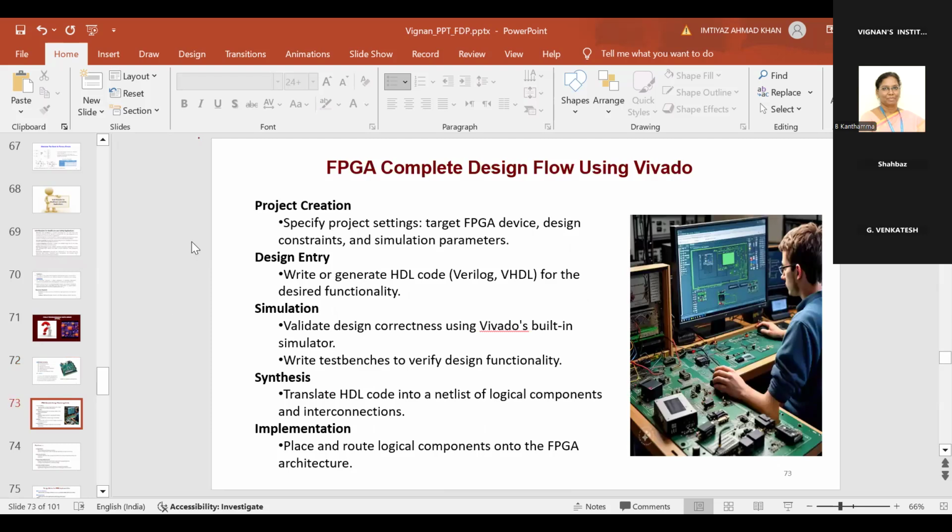So actually, I just want to conclude. You can use FPGA for the complete design flow using Vivado, because Vivado is easily available in all universities and colleges, as a student version is also available. So you can use Vivado for other applications using VHDL, and you can use RTL to GDS for your project.